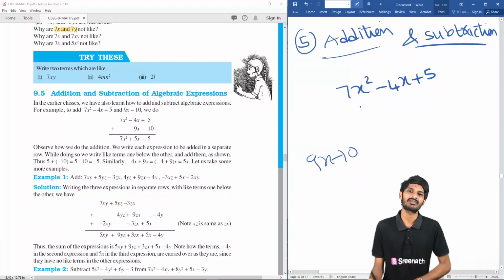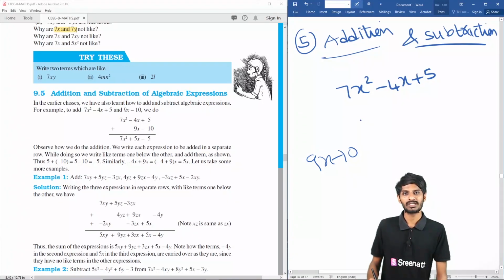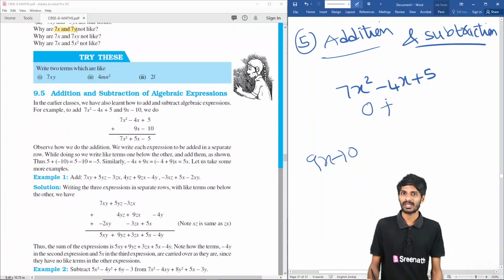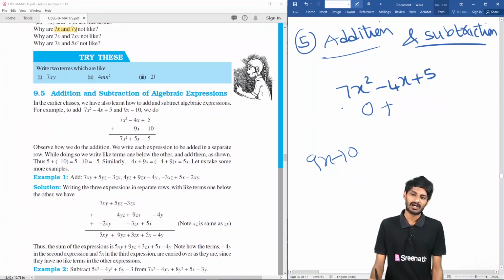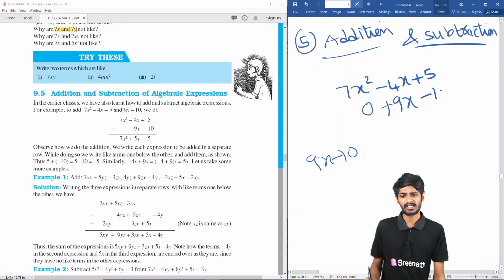Here 7x square is there, but there is no like term for 7x square in 9x minus 10. So what do we have to do here? We have to put 0 here. Next, plus 4x. Is there any like term for 4x? Yes, there is 9x. And next is the 5. Is there any like term? Yes, the minus 10. Like that we do the task.